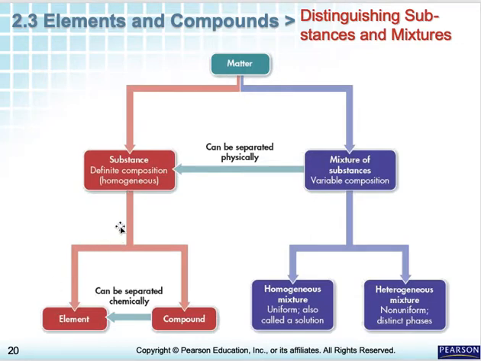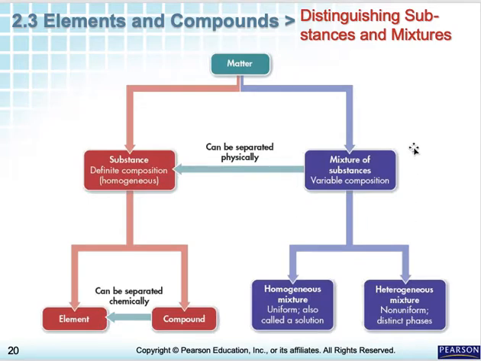could either be an element, and that would be something like carbon or gold, or it could be a compound, and the compound would be something like water. And if it is water, I could break that compound down with chemical methods to make it into the elements.